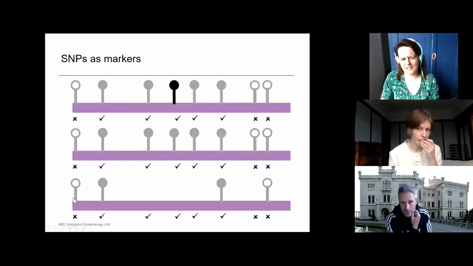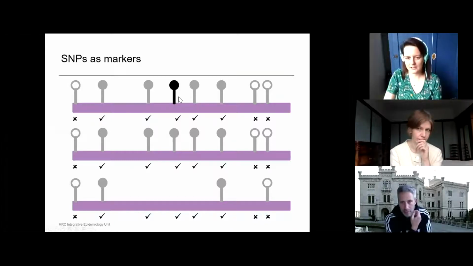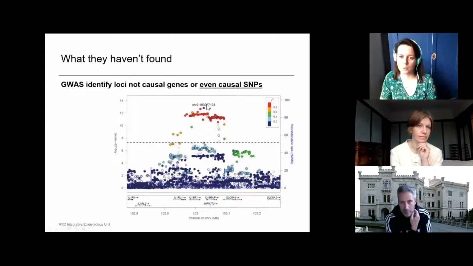So hopefully you can see that if this is the GWAS data you're working with, it's very hard to go from that to understanding where in that region the causal variant actually lies. That's why we see this quite complex pattern of lots of SNPs associated, and it's unclear which is likely to be the causal variant.